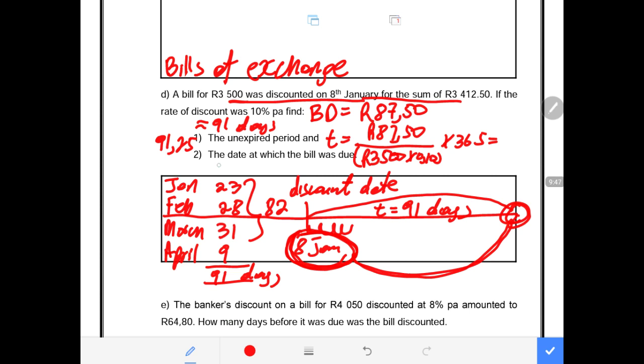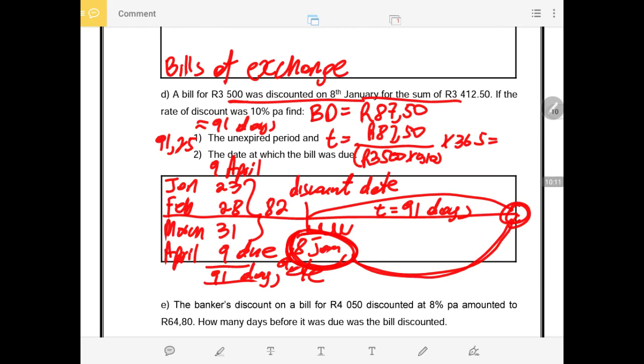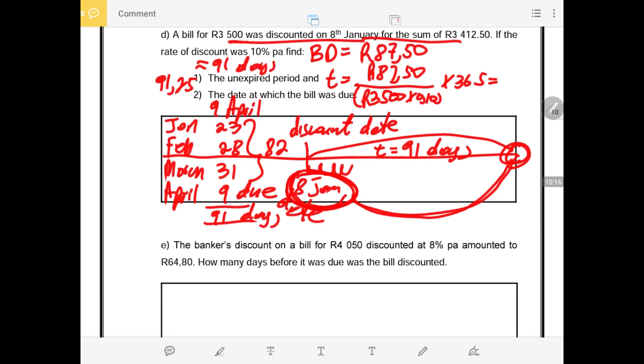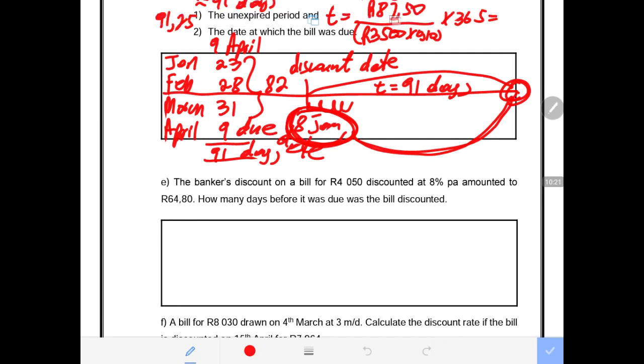So the due date of the bill is 9 April. That is the response to the second part of the question. So the due date of the bill is the 9th of April. Now we have responded exactly as we were instructed with regards to question number D. Then we go to question number E, a very short question. Then after that we conclude with question number F.